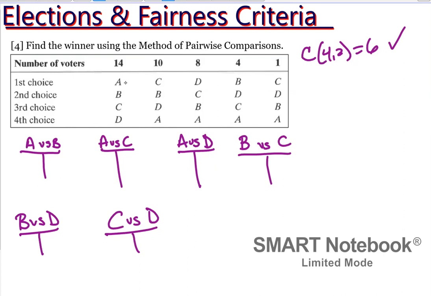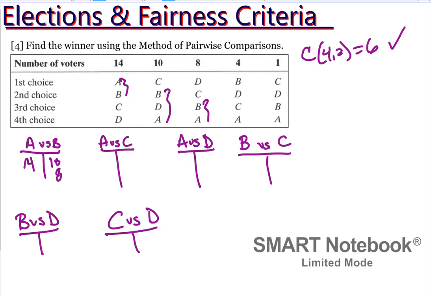And now we just look at A and B and say who would win these 14 votes. That would go to A. We go to the next column. Who would win between A and B those next 10 votes? That would go to B. We go to the next column. Who would win between A and B those 8 votes?